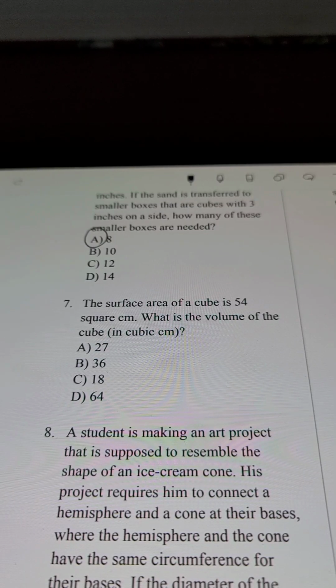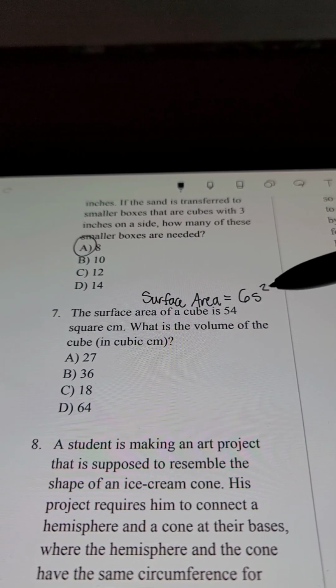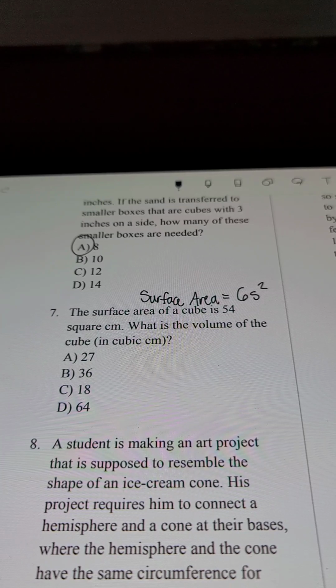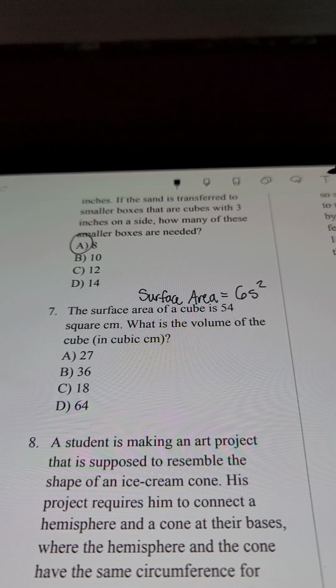Okay, pause to read number 7 if you haven't already. So this is the formula for the surface area of a cube. You also can just think logically, surface area is the area of all the surfaces, all the faces on a cube. So think of a die that you roll in Monopoly or something. That has 6 sides to it, right? 6 faces. So that's why it's times 6, because you're doing the area of each of the sides.